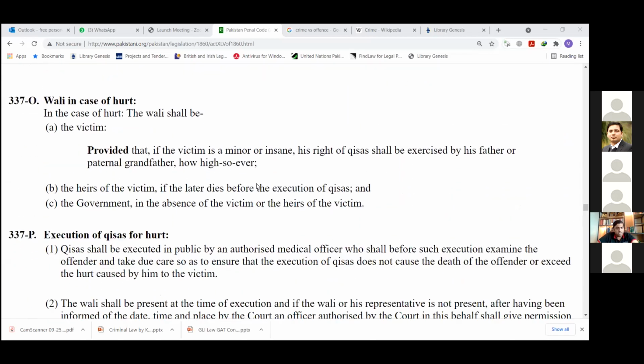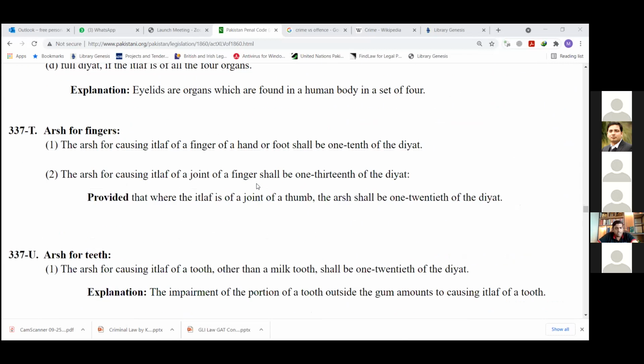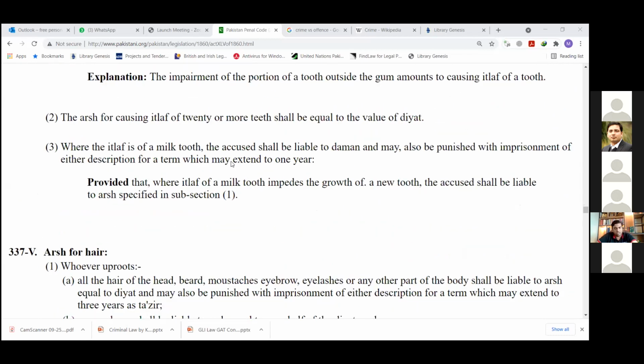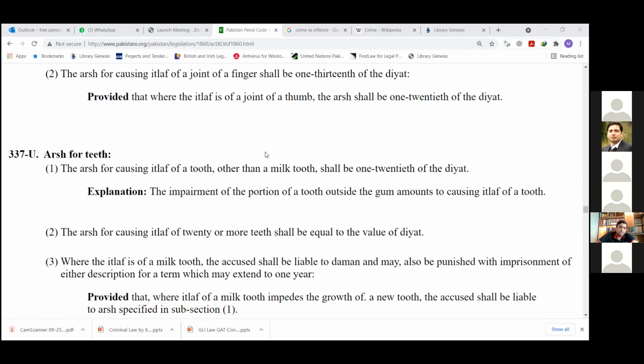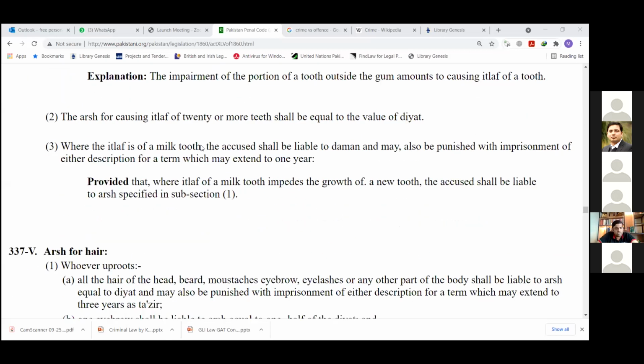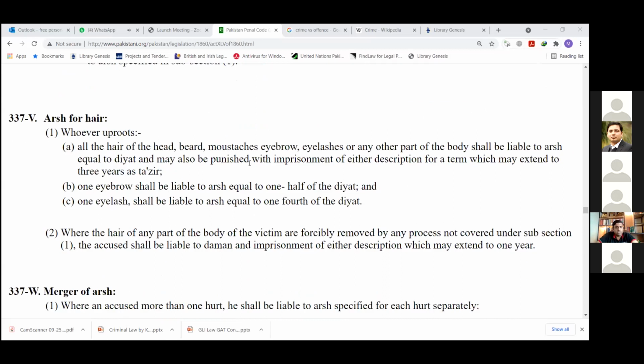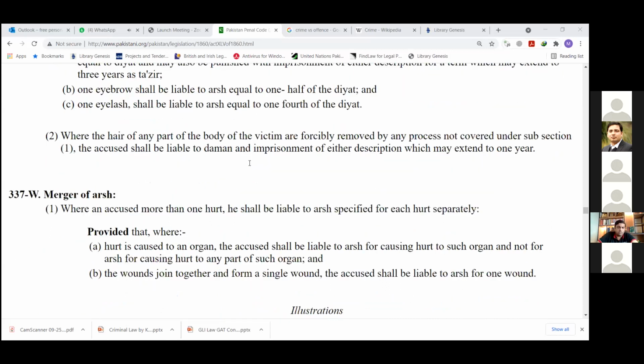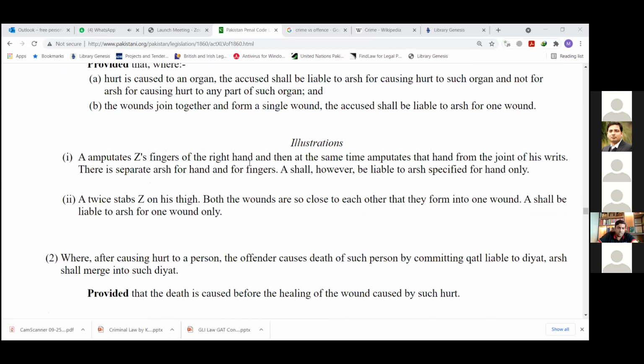Wali in case of hurt is the same, and arsh, there is then this type of punishment, which is a percentage of diyat, which is called arsh. So for teeth, there is arsh, for hair, there is arsh, and there are principles of merger of arsh, and then daman is also prescribed.